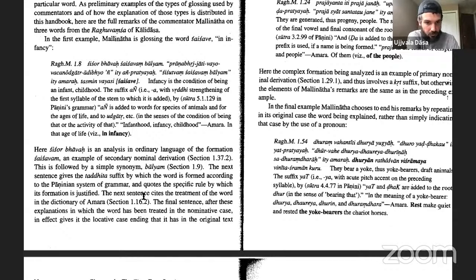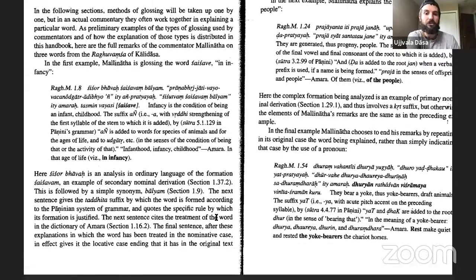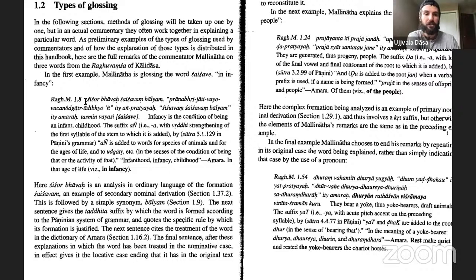The next sentence cites the treatment of the word in the dictionary of Amara. So Shishutvam, Shaishavam, Balyam, that's just another kind of technical way to gloss it. Infantness. Shishutvam is another synonym for Shaishavam because that's the meaning of the pratyaya that's attached. And Shishutvam, Shaishavam, Balyam, that's from Amara Kosha. Right. And then the final sentence, after these explanations in which the word has been treated in the nominative case, in effect gives it in the locative case ending that it has in the original text. Because we started with Shaishave, he gives all of the gloss and then he says tasmin because he's explained that it means balyam, shishutvam, shaishavam. He says in that, and then vayasi, he gives another, in that age. Tasmin vayasi, shaishave.